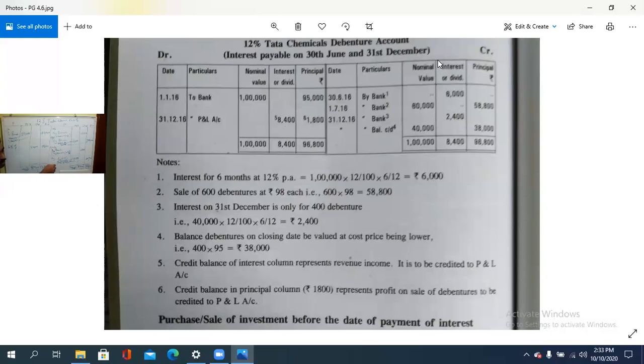Isn't it? 600 went, 400 are remaining. Take the amount of that 400 at 95. Then take the total. Then if there is any difference, that is to be transferred to the P&L account as profit. And in case of any loss, P&L account should be on the debit side. That is P&L account debtor to investment account. So these are the entries. One is investment account debtor to bank, or debenture account debtor to bank. Then bank account debtor to debenture. Again bank account debtor to debenture. For what? Sale. Then here bank account debtor to debenture.